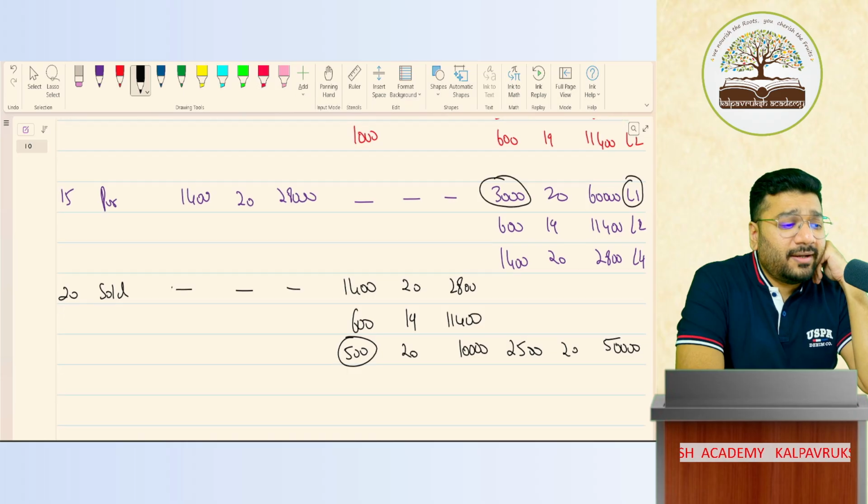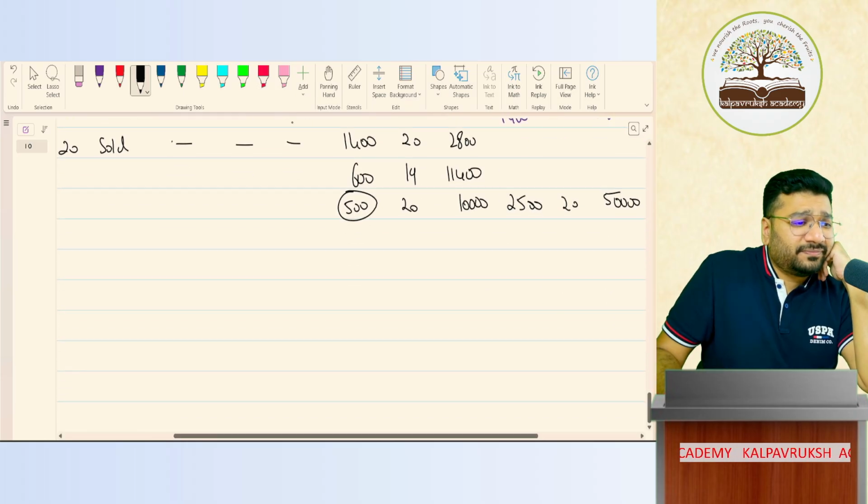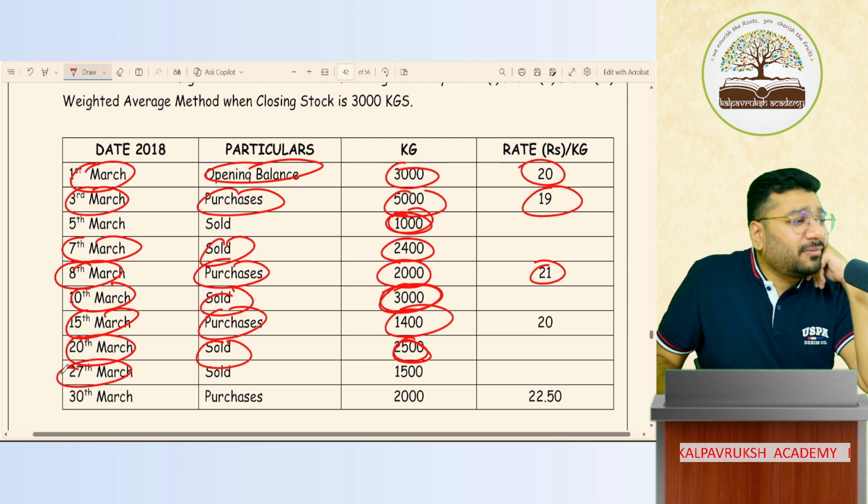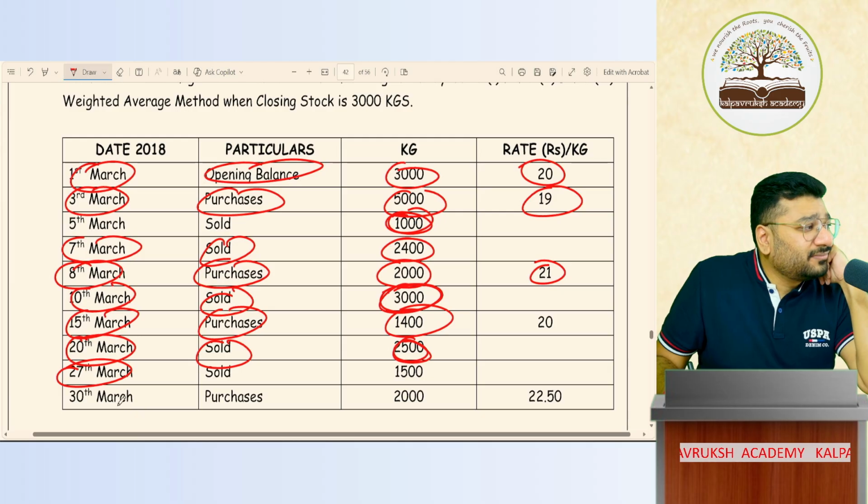Got it, not got it? Well, this is very tough. Very easy. Oh my God. Why are people scared of this chapter? It is lengthy, for that people are scared. Time management doesn't happen.